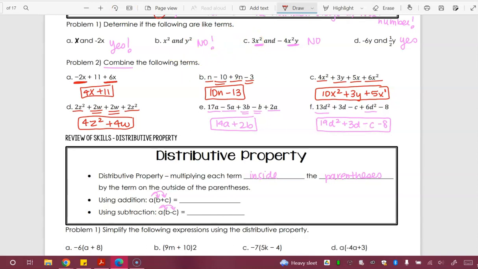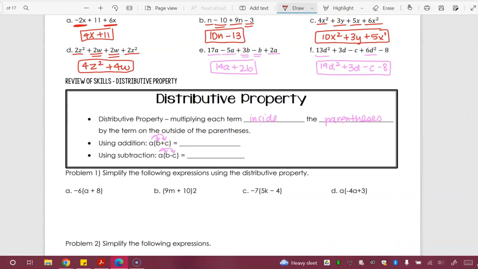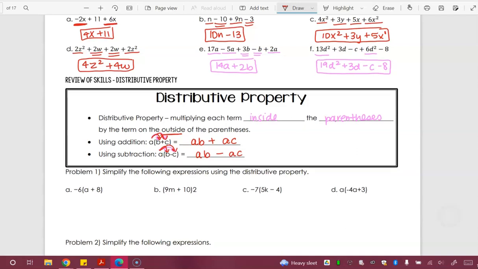The next skill that we are going to practice is the distributive property. The distributive property, remember, and we're good at this, what we need to do is multiply each term inside the parentheses by the term on the outside of the parentheses. So when we've got addition, notice I've got A times B plus C. I'm going to do A times B plus A times C. Or if it's subtraction, A times B minus A times C. Again, whatever sign is in front of the numbers comes with that number.